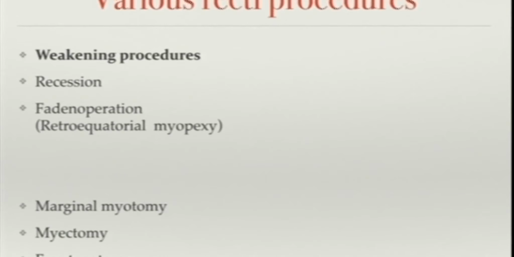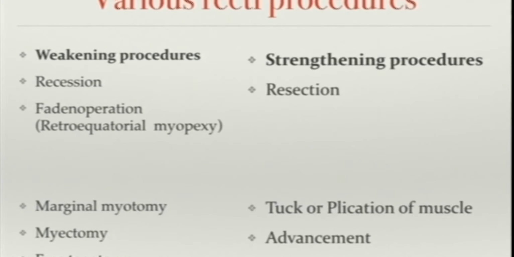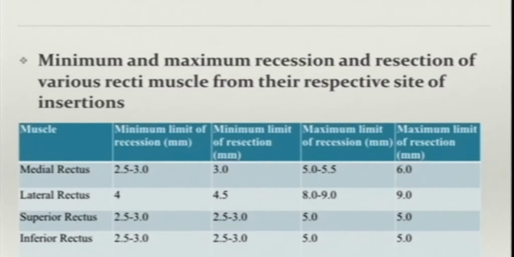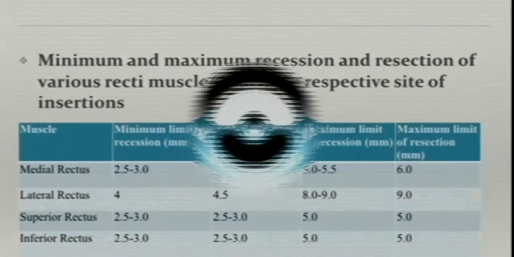So here are the various procedures: weakening procedures for recti, the common being recession and the Faden, and the various strengthening procedures of the recti, the common being the resection. At times people can do tuck and cinching also. This table shows you the maximum and minimum of each muscle. For the medial rectus, it varies from 2.5 millimeters to around 6 millimeters. For lateral rectus, it is 4 to 9 millimeters. For superior rectus and inferior rectus, it is 2.5 to 5 millimeters of recession for a comitant strabismus.